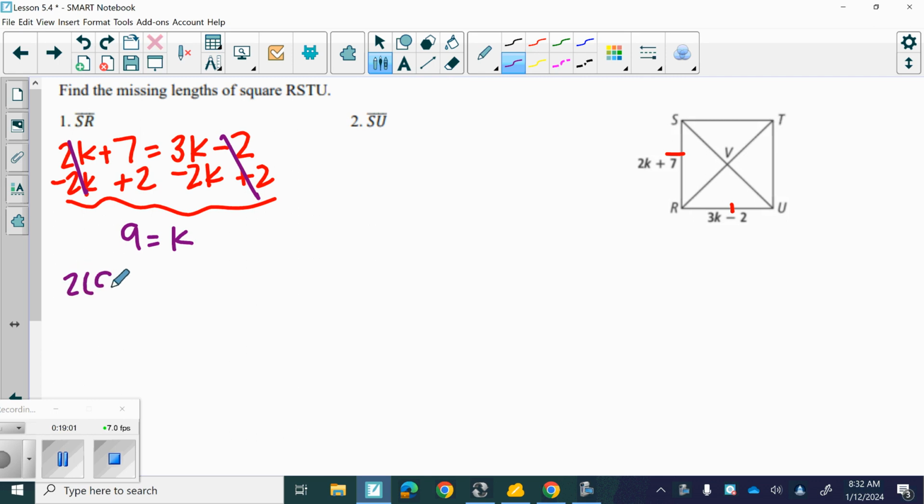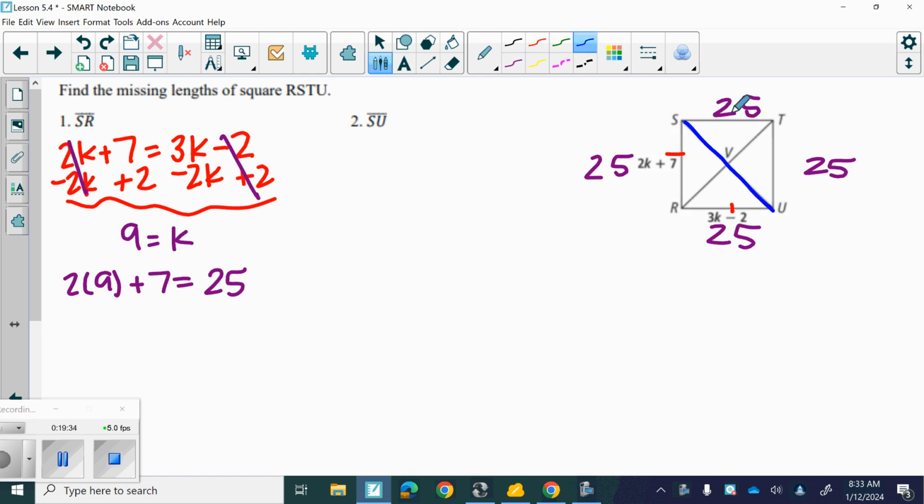So find SR: 2 times 9 plus 7. 18 plus 7 is 25. Yep. Okay. Now I want SU. Should be the same thing. Pythagorean theorem, right? Oh wait, you've got a right angle.